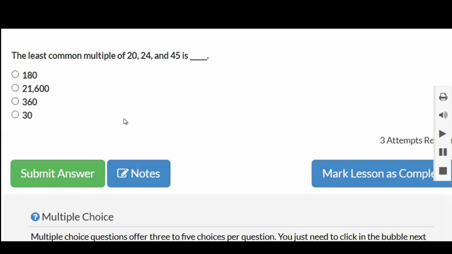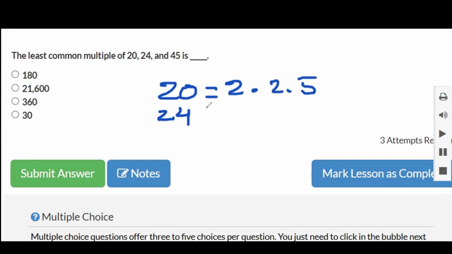The least common multiple of 20, 24, and 45 is... 20 could be divided by 2 and 10, and then 10 would be divided by 2 and 5. And then 24 could be 6 and 4.